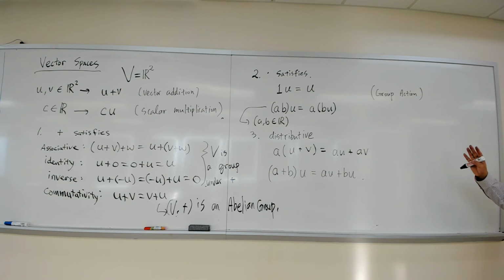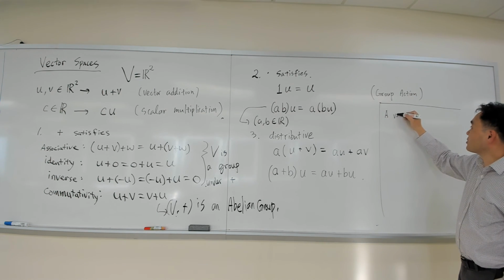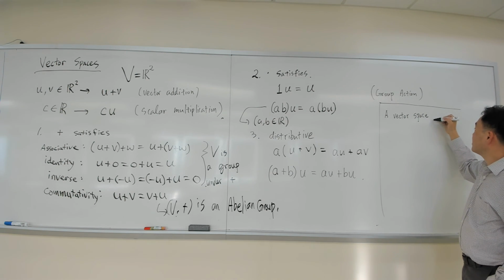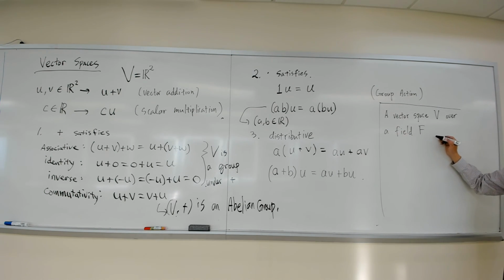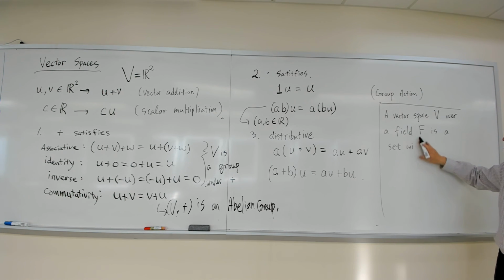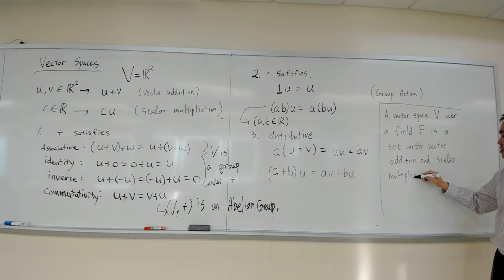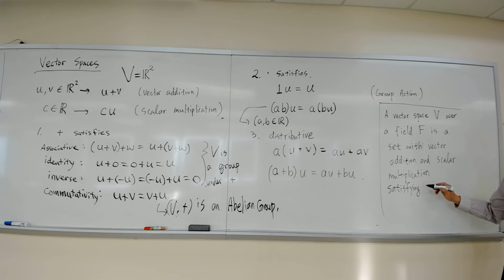I wanted to erase everything and rewrite, but this is already very well organized. So let me say: a vector space V over a field F is a set with vector addition and scalar multiplication satisfying these 8 conditions.